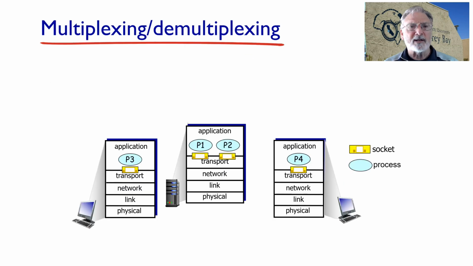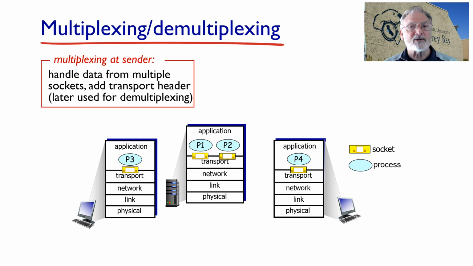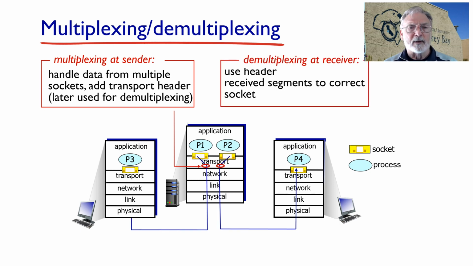Via multiplexing and demultiplexing, the transport layer extends the delivery service between 2 end systems to a delivery service between processes running on the end systems. Multiplexing does the job of gathering the application layer data into chunks, encapsulating them, and passing them to the network layer. Demultiplexing is the process of taking the received chunks or segments from the network layer and de-encapsulating them and sending them to the application layer.